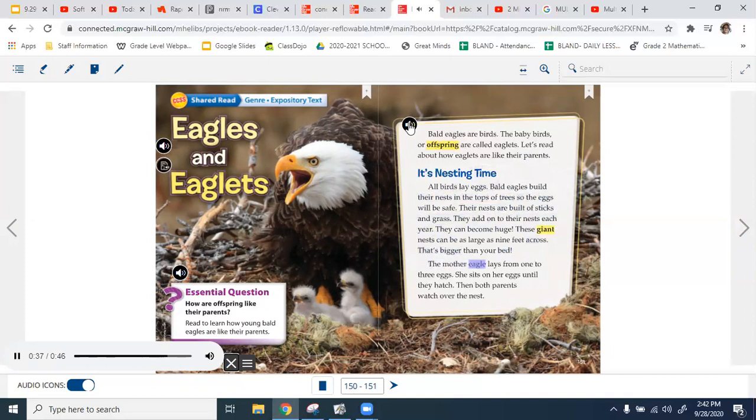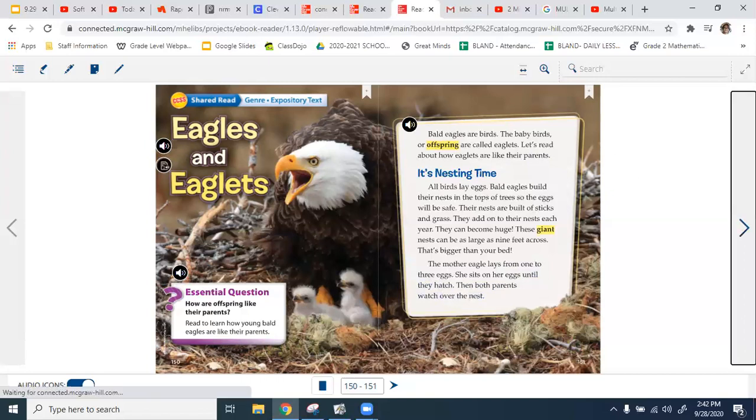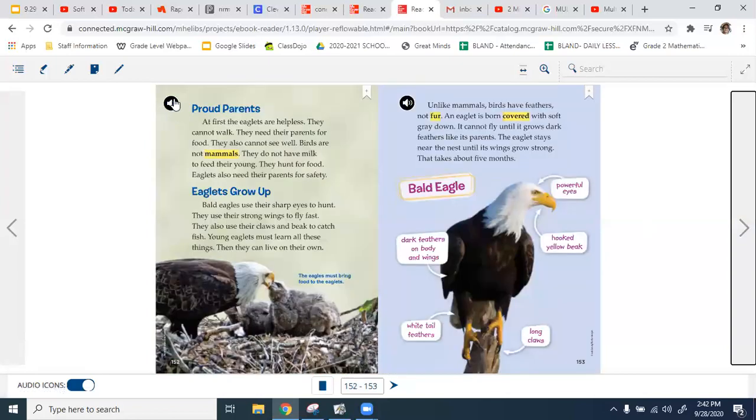The mother eagle lays from 1 to 3 eggs. She sits on her eggs until they hatch. Then both parents watch over the nest. All right, next page. Turn your page with me.